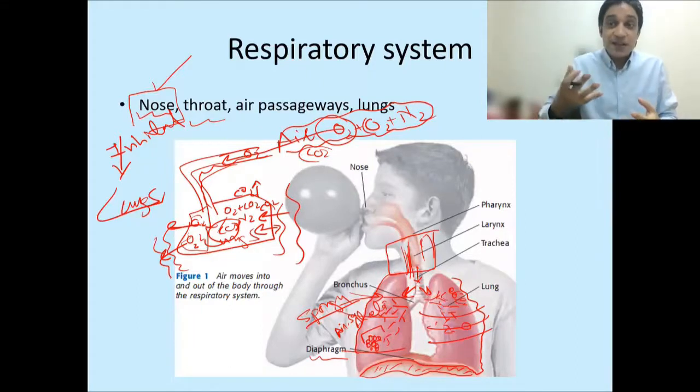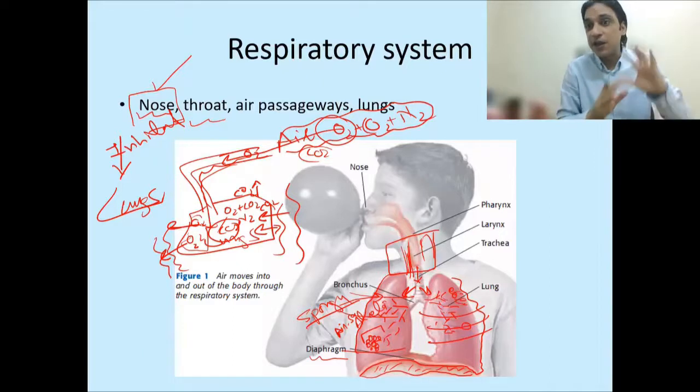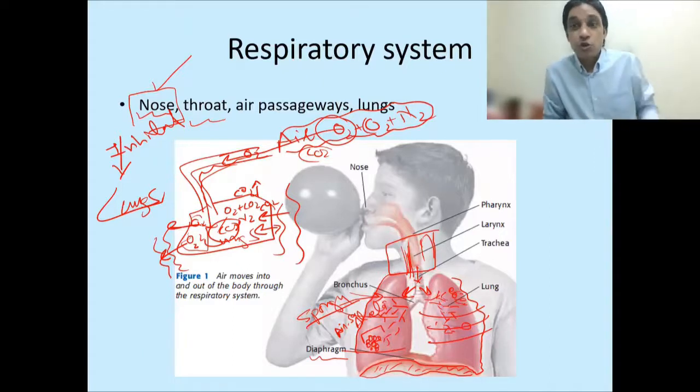When we expel the gases, it is called exhalation, or sometimes expiration. So these two things together are called breathing. That's the one thing you should know. So this is the process of breathing, the mechanical process.